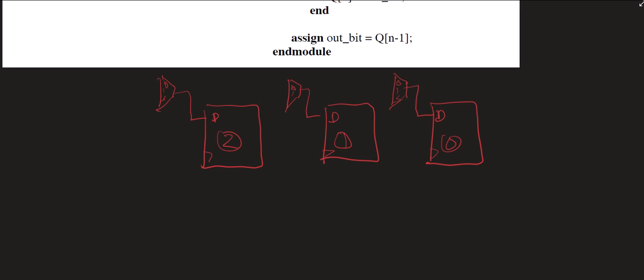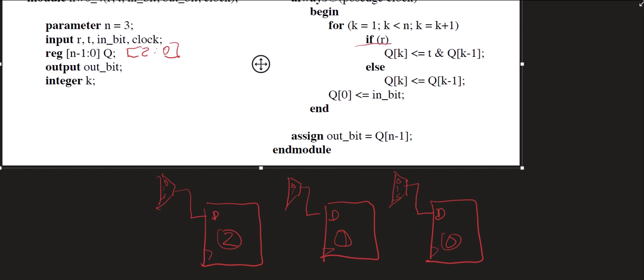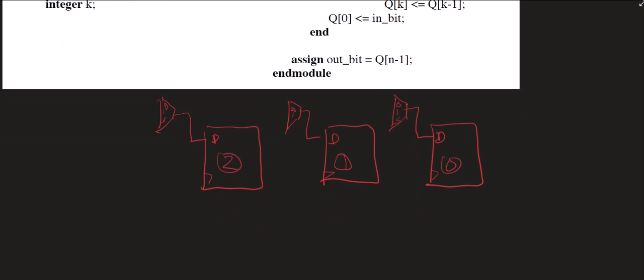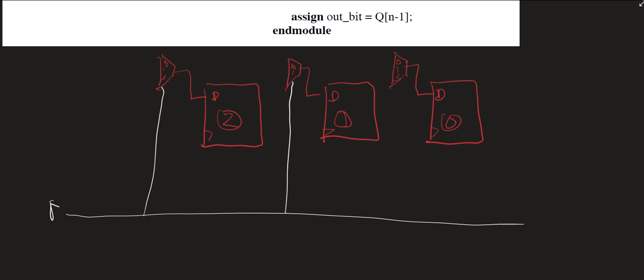And if we look at our code, we see that our if has to do with R. So R is going to be the thing that is going to be the input to tell us which part of the multiplexer we're going to take. So we're going to have a variable R, and it looks like that.